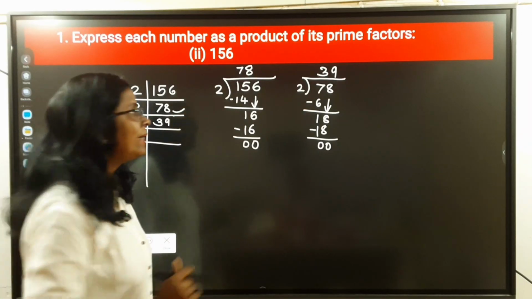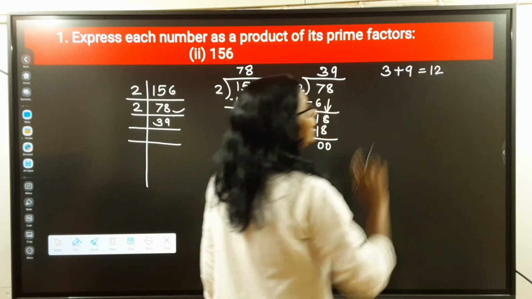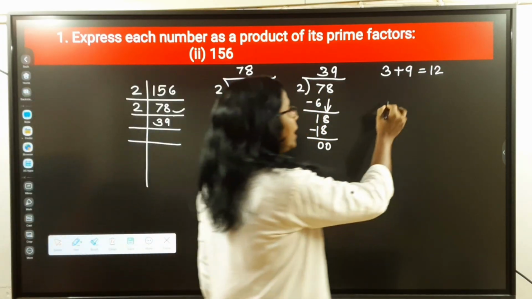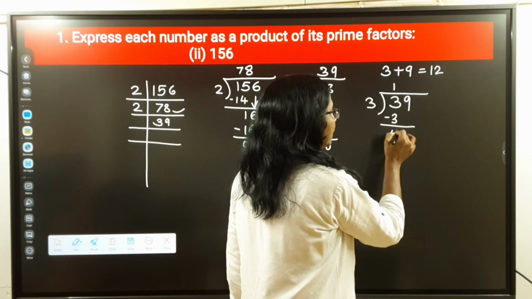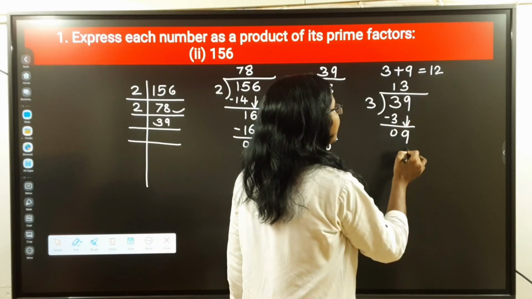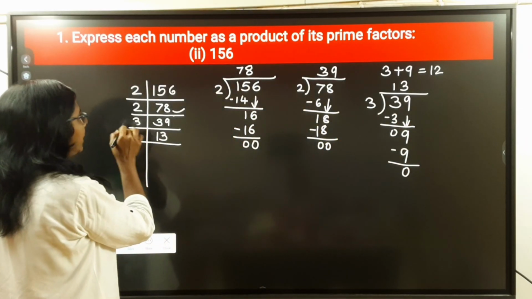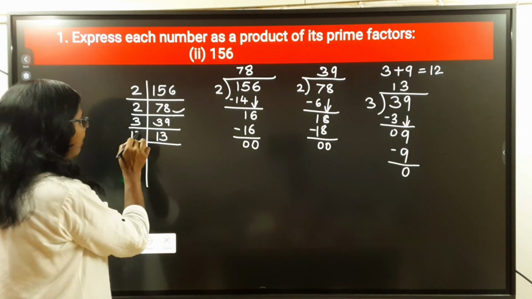Why is it divisible by 3? Because the addition of these two digits is equal to 12, and 12 is divisible by 3. So automatically we can say that 39 is divisible by 3. So here, students, 3 3s are 9. So we get 13. I write here 13, here 3. Now we have 13 as a prime factor. So 13 ones are 13.